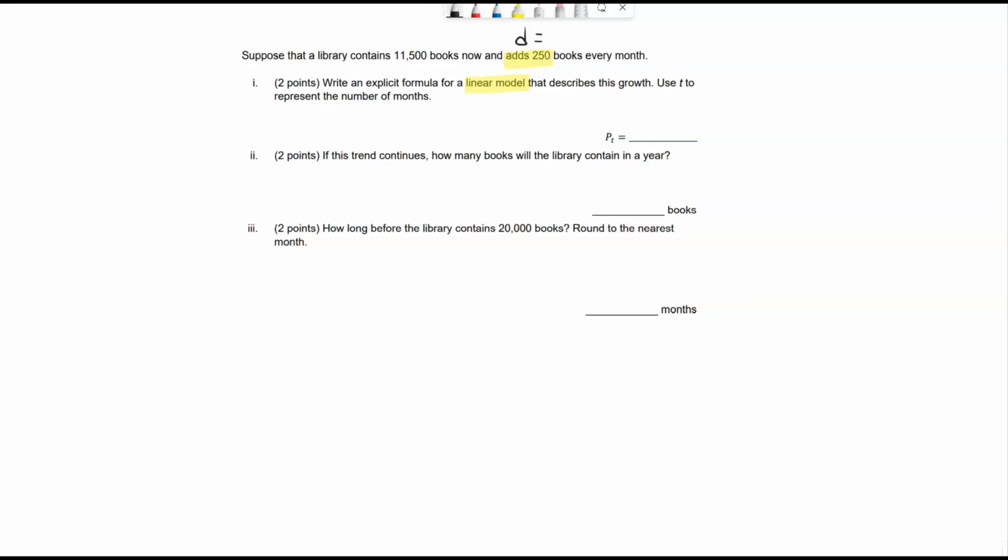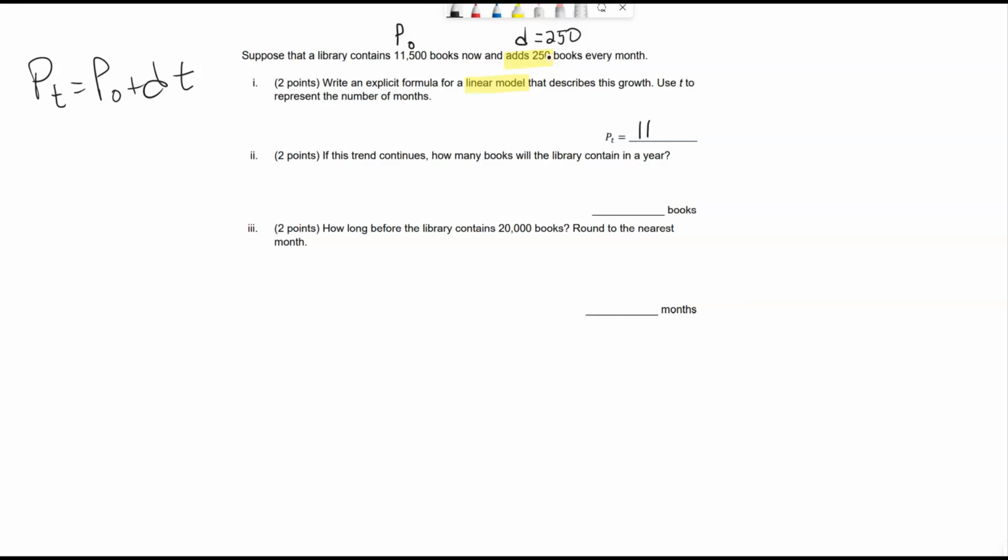That's what we call D in our linear model. Initially 11,500, that's what we call P sub 0. The model we're using is P sub n equals P sub 0 plus dn. So we actually have everything we need. Now in this case they have a t, so we would be replacing the n with a t. But that's an easy enough change. Okay, so we can just write this directly.